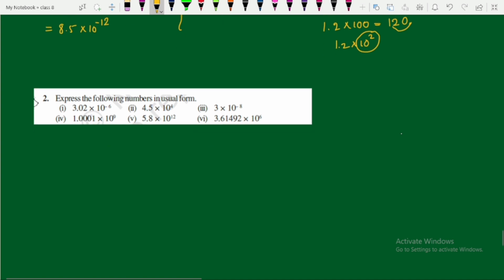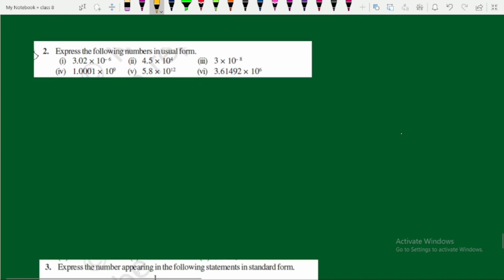Now question number 2, where we are going to write in usual form. How can we write in usual form? If the standard form is given, usual form means we convert it to a number without the power. Question number 2, the first one: 3.02 into 10 raised to minus 6.